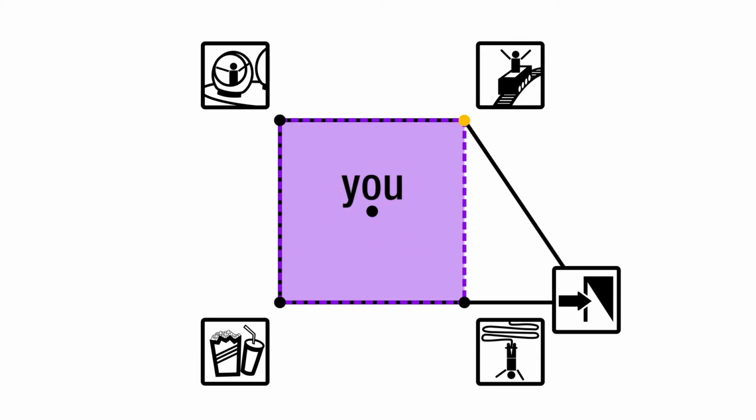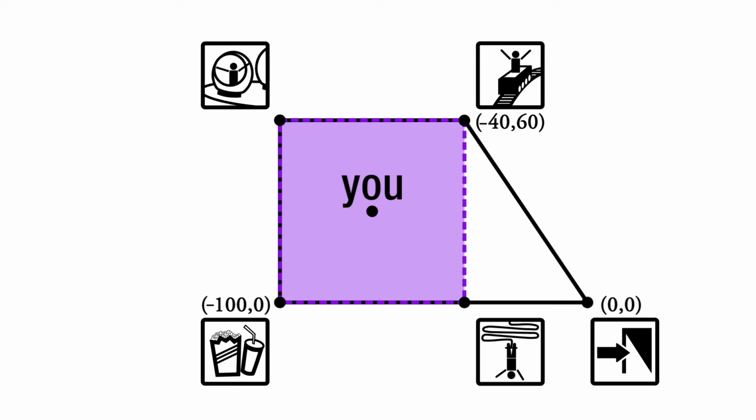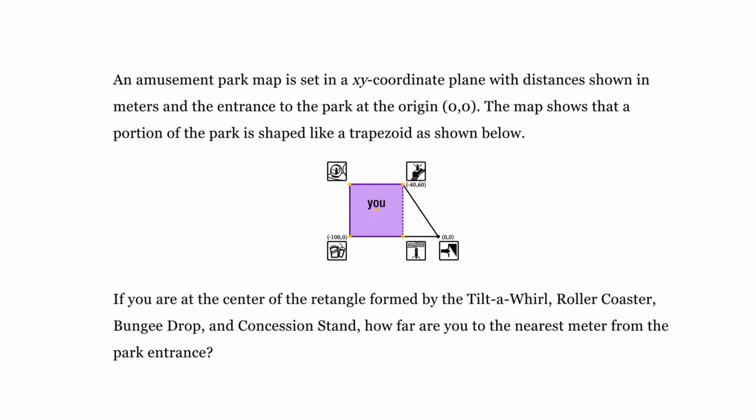And this one here is at negative 40, 60. This one here is at negative 100, 0. And so we have a sense of these two coordinates. And the entrance is at 0, 0. And so you're right here, in the middle of the rectangle that's formed between these four. And so the question is, how far are you to the nearest meter from the park entrance?